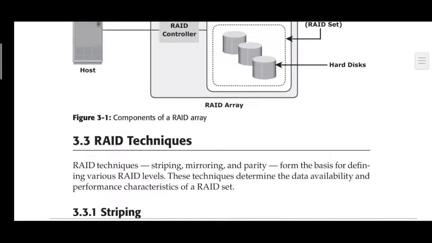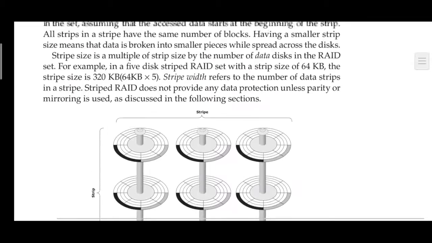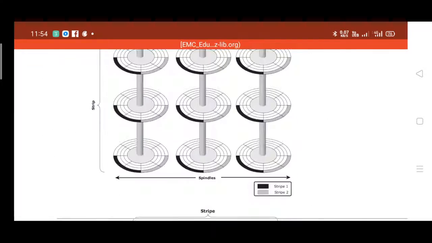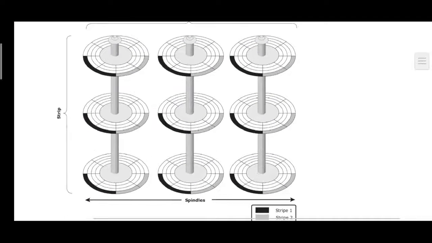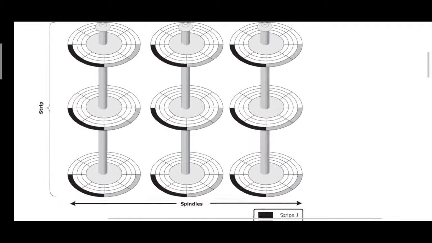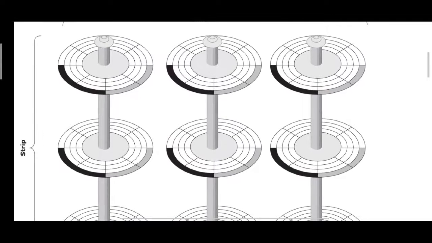This is how striping looks. This is what the array diagram is. A stripe is nothing but a division, a data division. As you can see in the diagram, there are 9 disks, and see the black and gray shades, stripe 1 and stripe 2. They are not stored on any one disk.